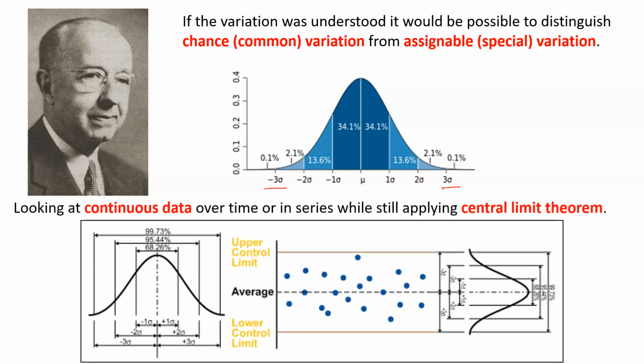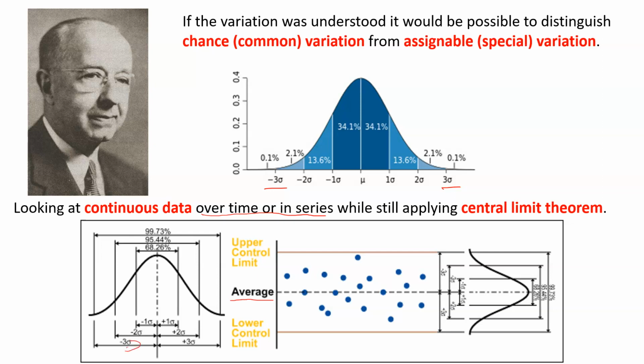Now, if we were to take this same concept and look at it as a continuous process, we couldn't necessarily use a histogram. So we need some sort of time function or some way of distinguishing a series, but that would still apply the central limit theorem. So a concept of central tendencies, a measure of central tendencies, as well as a measure of dispersion.